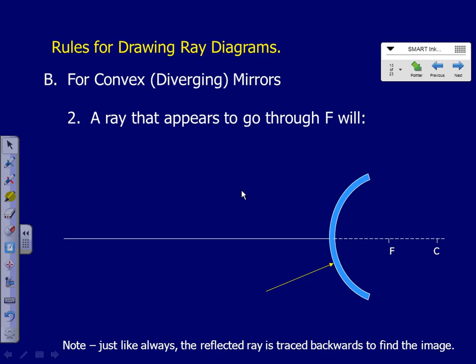A ray that appears to go through F will emerge parallel to the PA. Awesome.